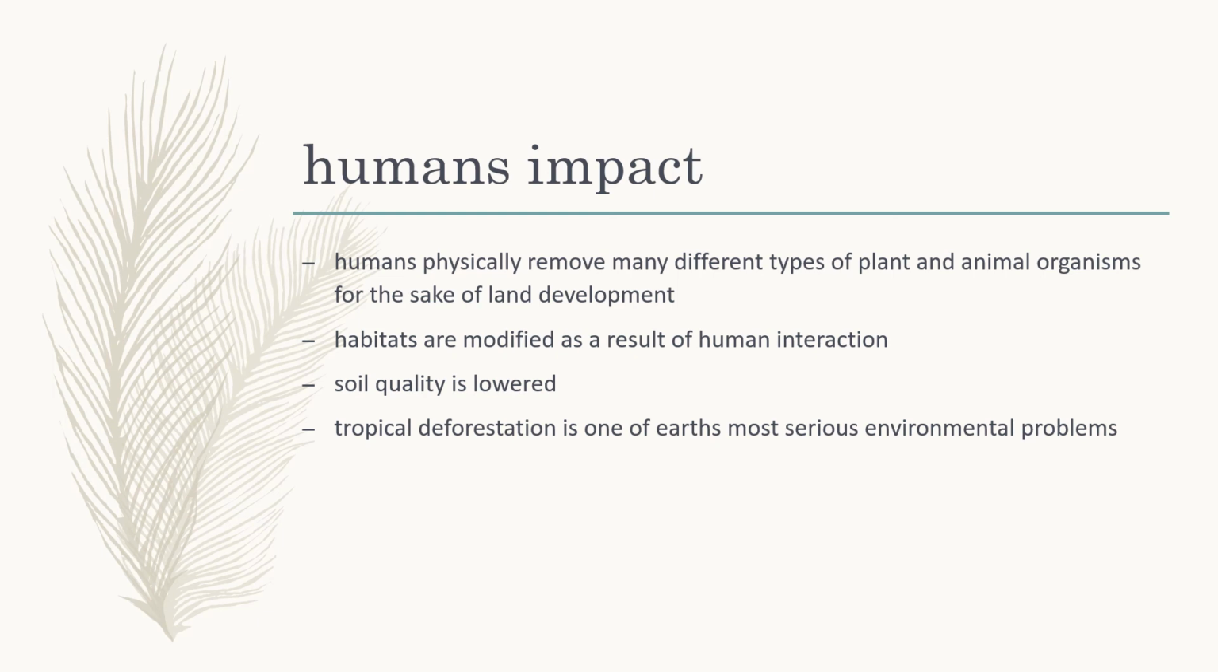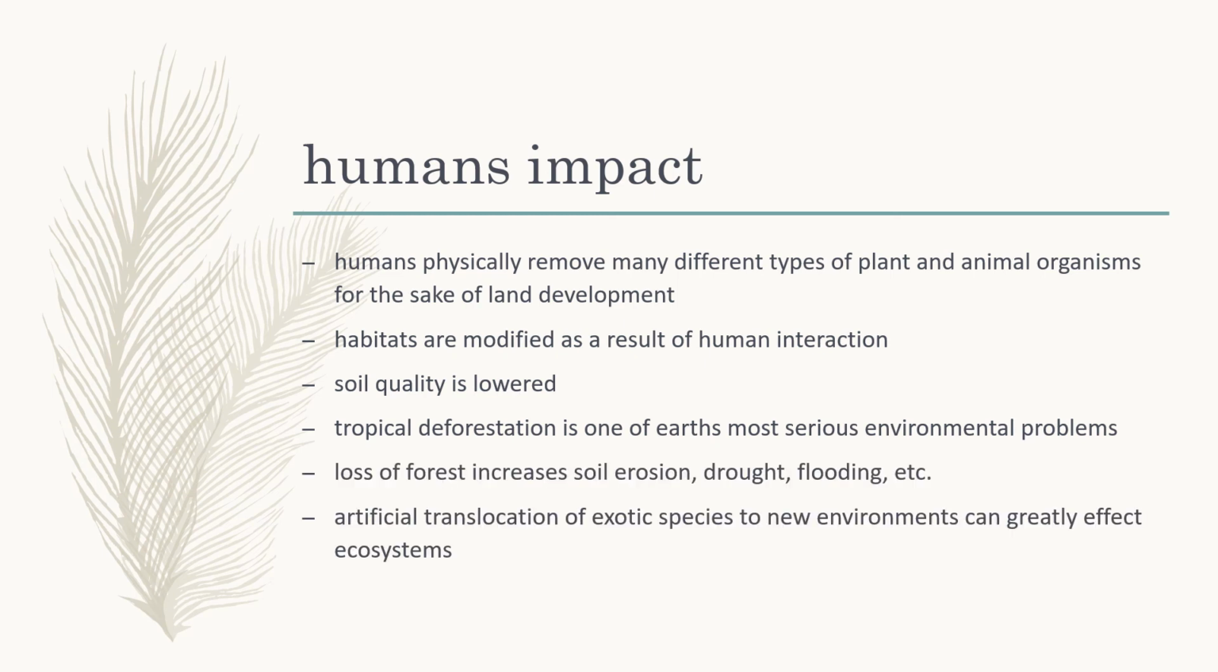Tropical deforestation is the main environmental problem we deal with today and can cause soil erosion, flooding, drought, etc. As of now, more than half of the African rainforest is gone because of deforestation by humans for land development. Artificial translocation of exotic species to new environments can greatly affect ecosystems. It can either cause the species to die out fast because of climatic stress, or to greatly flourish, which can upset the natural balance of the ecosystem and be disastrous for other species. And that is all for Chapter 11.